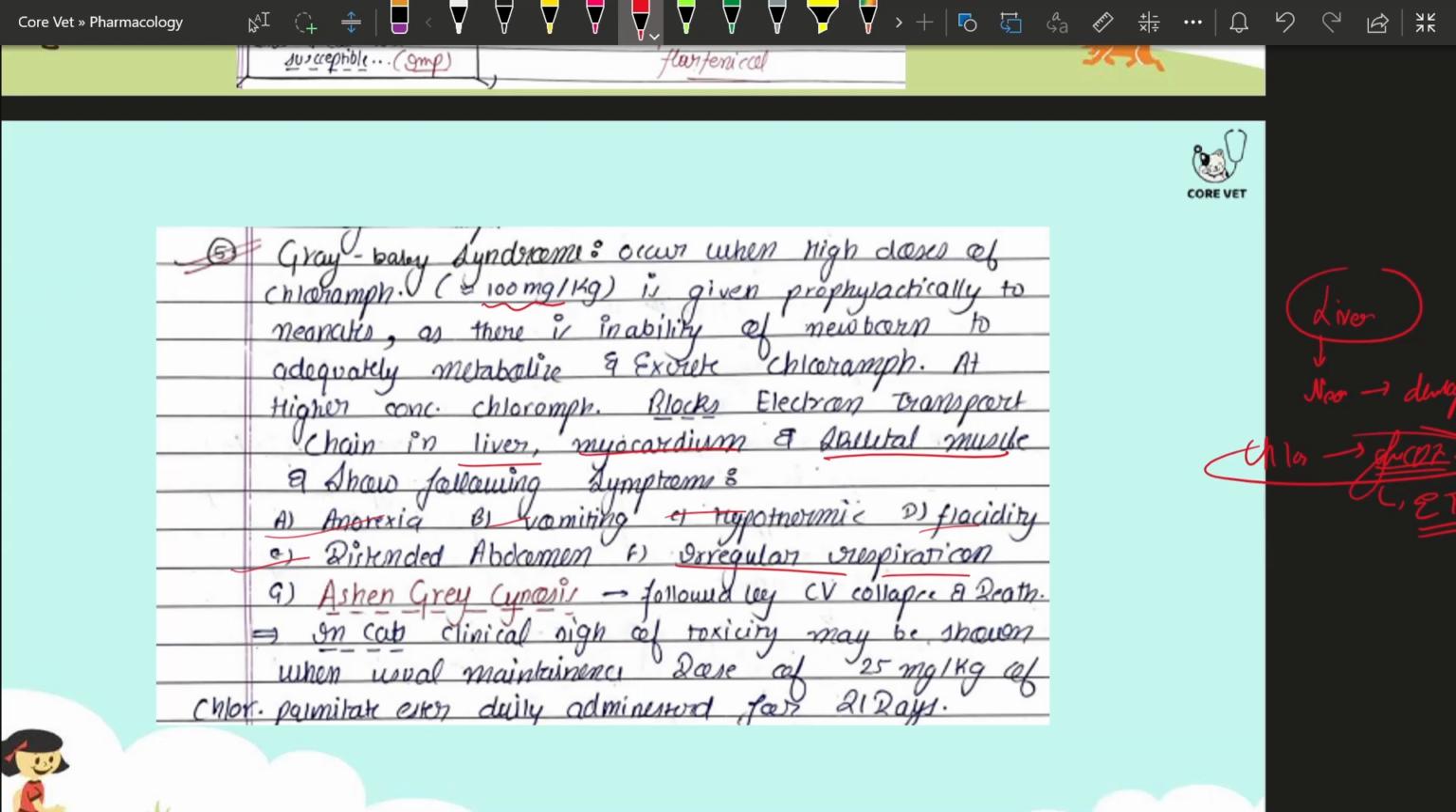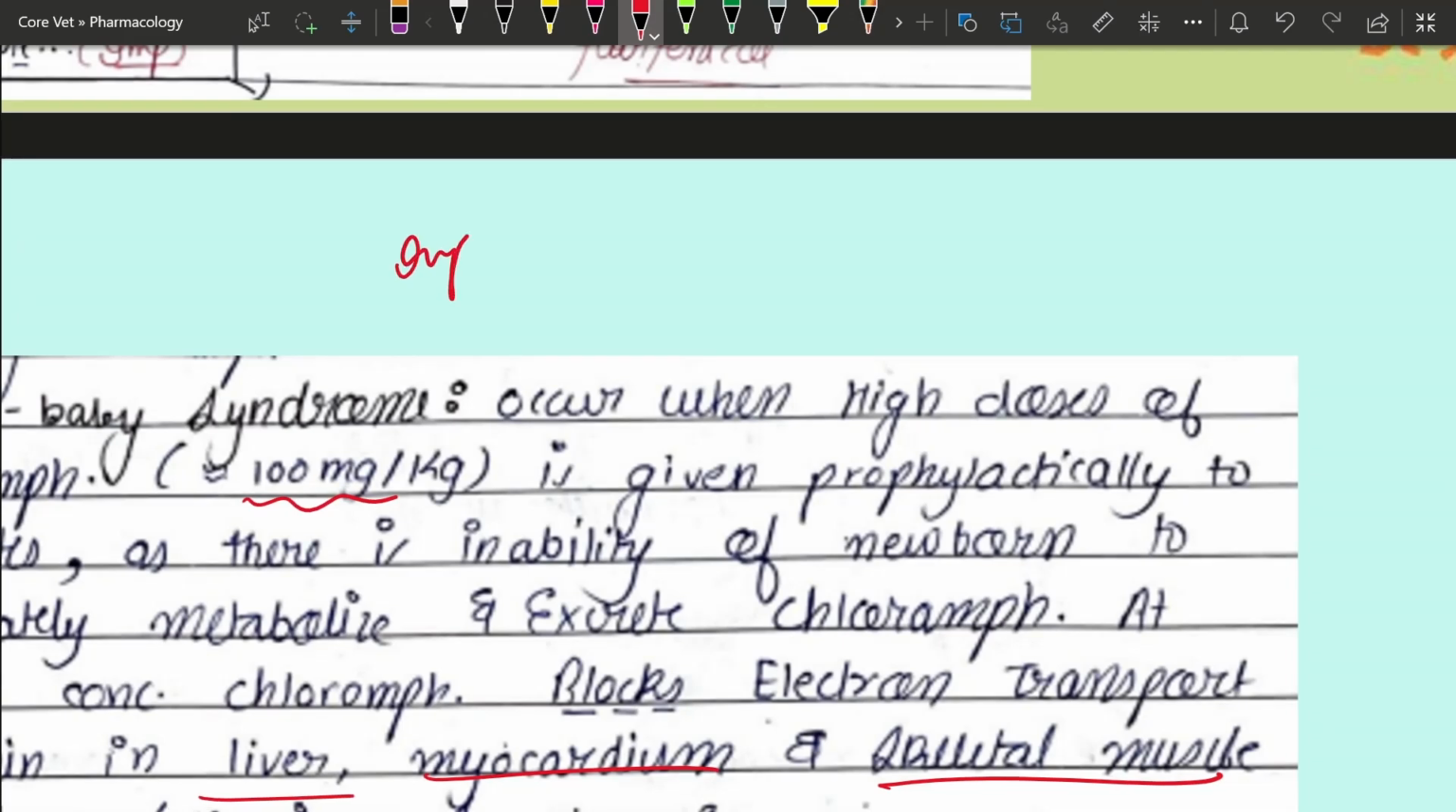So the young ones shouldn't be prescribed this particular drug because it may lead to the gray baby syndrome. And there is an ashen gray cyanosis. What is important over here in the gray baby syndrome? Ashen gray cyanosis. The examiner may not ask you about the gray baby syndrome, rather he may ask you which particular class of drug leads to ashen gray cyanosis. So the ashen gray cyanosis is caused by what?